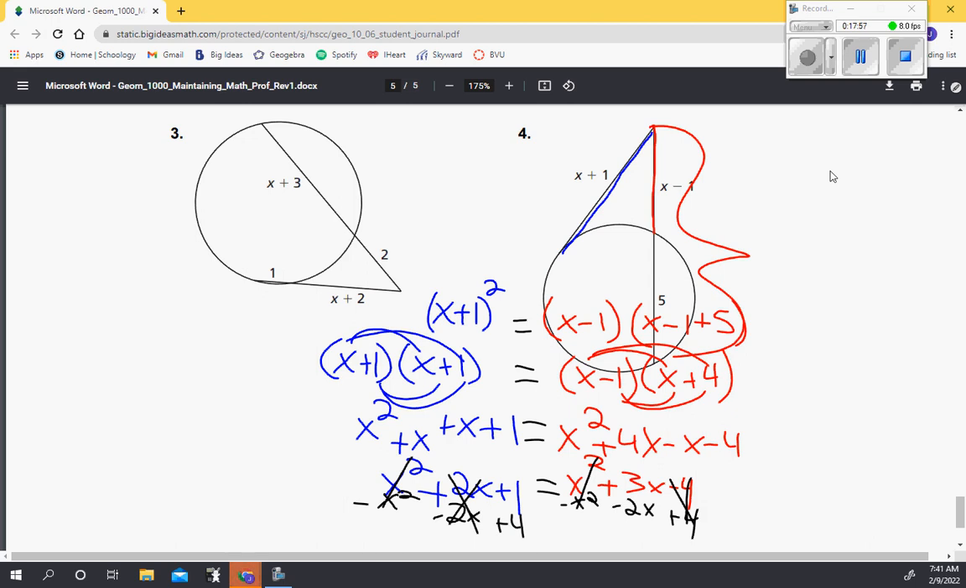So on the right side, 3x minus 2x is x. On the left side, 1 plus 4, or 4 plus 1 is 5. Done. Okay, so it actually works out pretty nice there at the end. It's a long process, but it worked out.